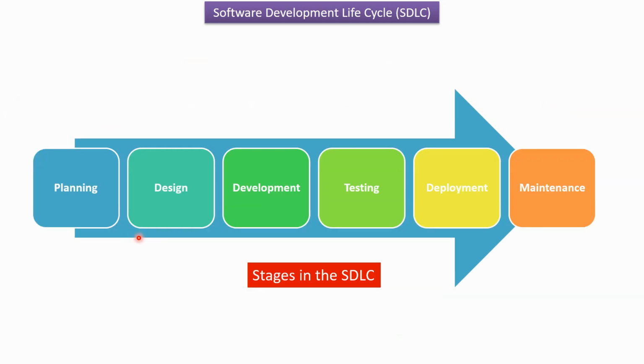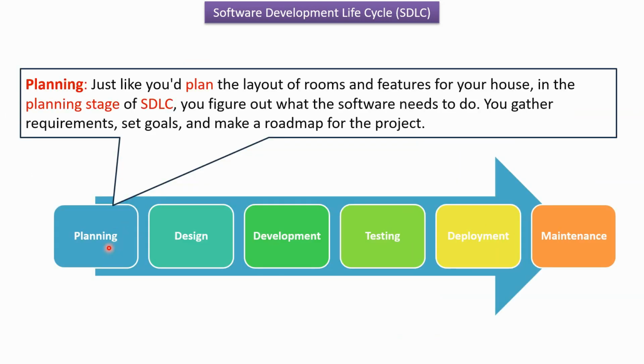Here you can see the different stages of SDLC: planning, design, development, testing, deployment, and maintenance. Now we will see what each stage is. First one is planning. In case of building a house, you would plan the layout of rooms and features for your house. In the same way, to create software, in the planning stage of SDLC, you figure out what the software needs to do, and you gather requirements, set goals, and make a roadmap for the project.